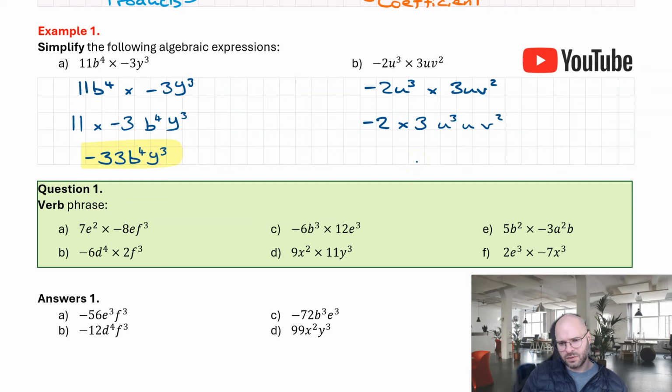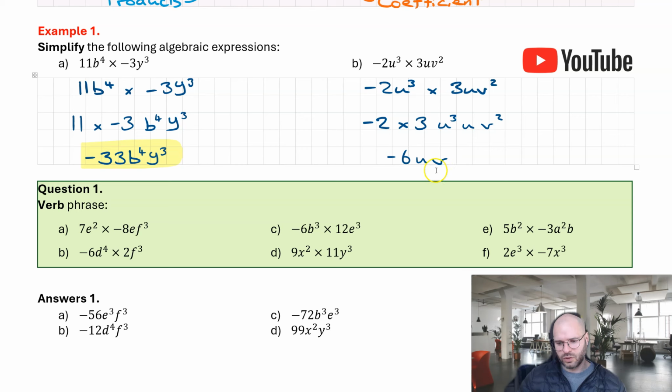Multiplying the coefficients, 2 3s are 6. It's negative because there was a singular negative. And then our variables were u and v. Now, have a look. From the second line to the third line, I've moved from having all of the variables shown to just having 2 of them.